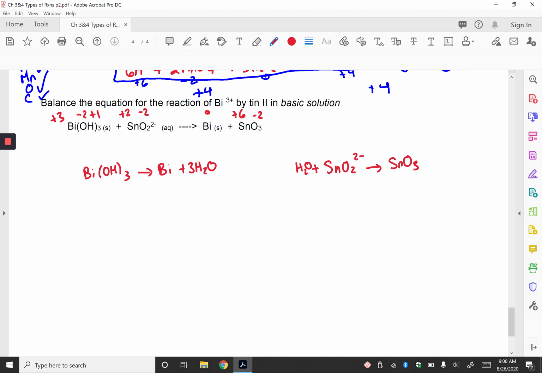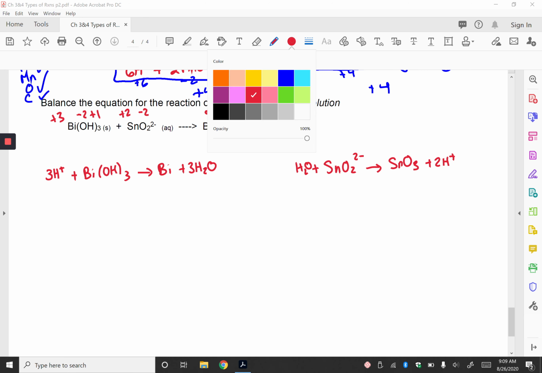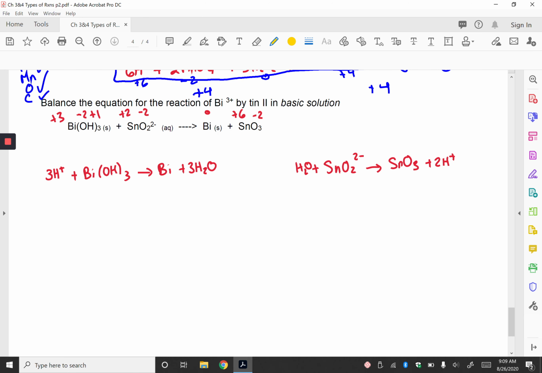My next step, 4B, is to balance the hydrogens by adding H pluses. So here I have 3 hydrogens, here I have 6, so I need to add 3 more on this side. Here I have 2 hydrogens, none there, so I'm going to add 2 on this side. Next step, step 5, is balance your charge by adding electrons. And that's one of the trickier steps, I think.